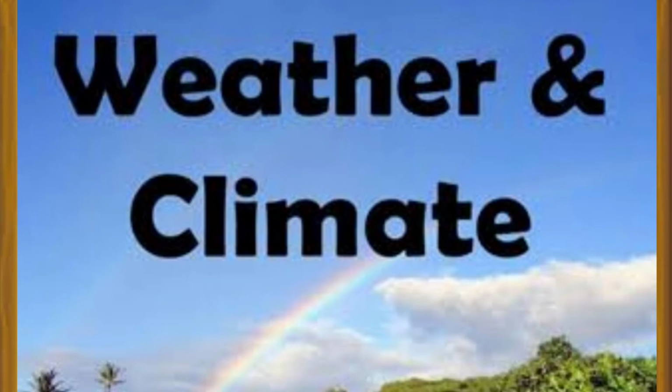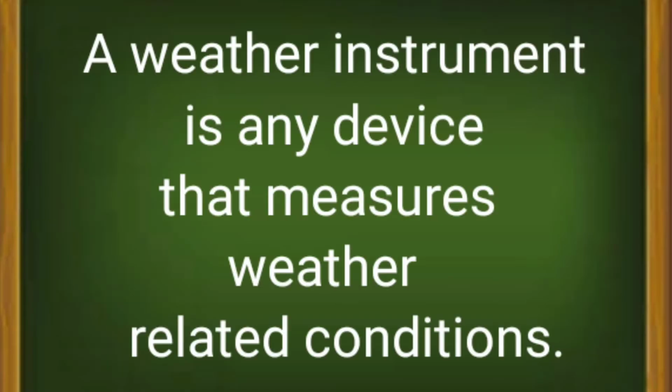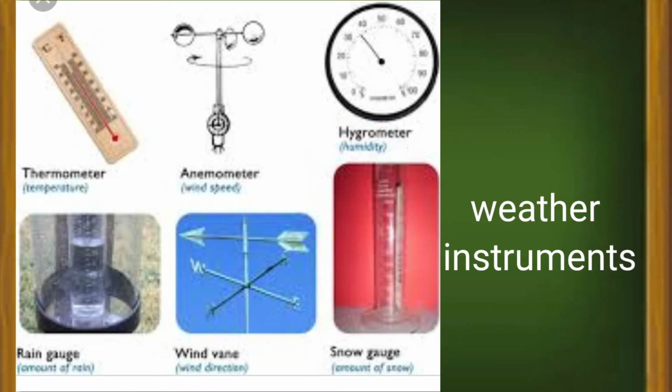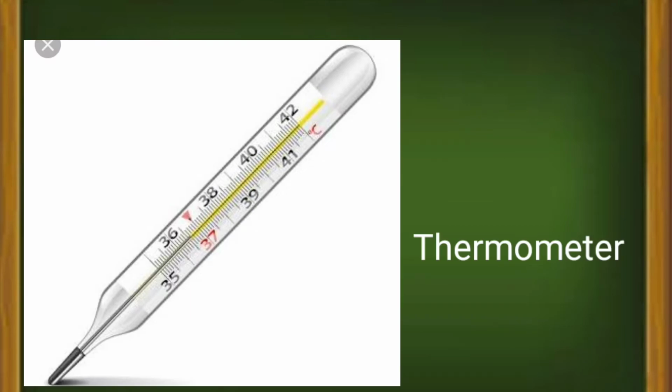Related to it, now we shall study weather instruments and their functions. A weather instrument is any device that measures weather-related conditions. These instruments allow the meteorologist to make predictions about weather conditions. The first instrument is the thermometer.